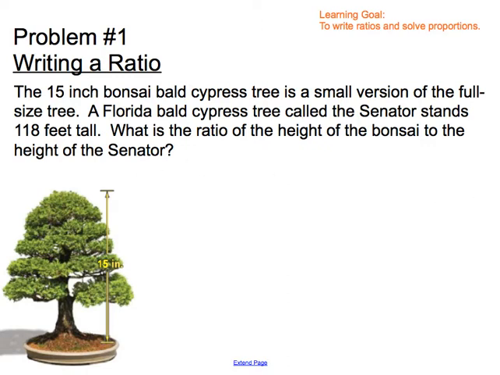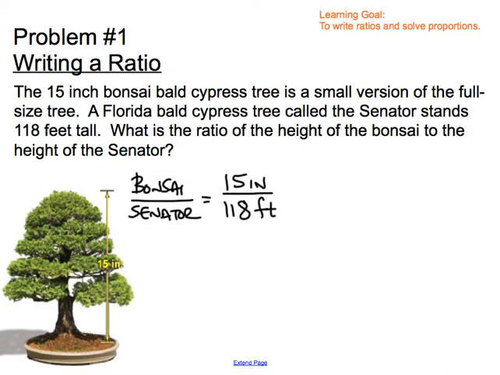So here I'm going to write that the bonsai tree is going to be related to the Senator. Once we have that, I'll format it so that we have the numbers. So here we have 15 inches for the bonsai tree, and we have 118 feet for the Senator. Here we have the issue where these two numbers are written in different units. Generally speaking, the easiest way to deal with this situation is to convert both to the same units, and usually we go to the smaller of the two. In this case, since inches is smaller, I'll convert the 118 feet into inches.